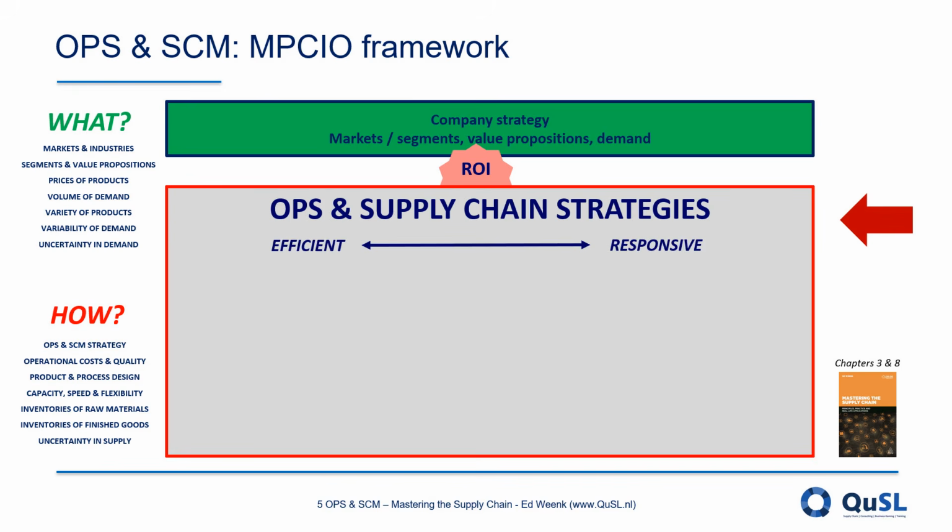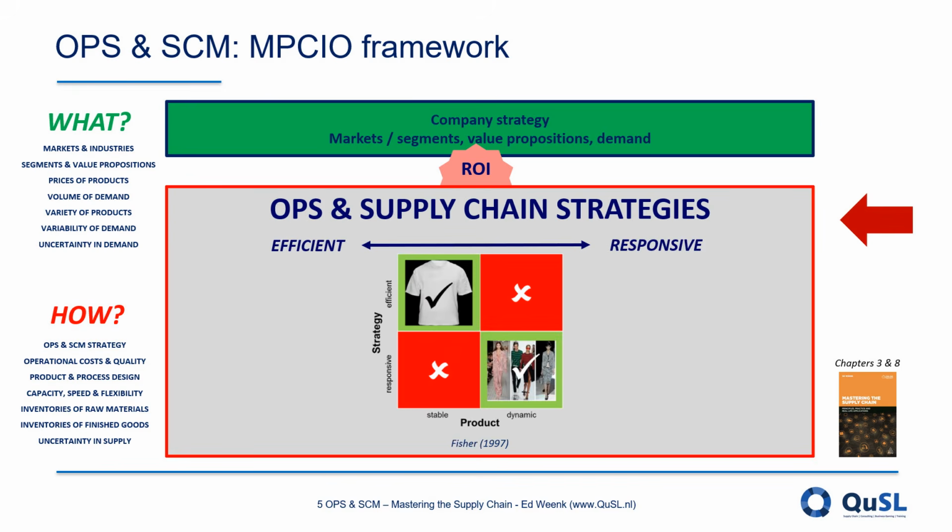The first one to write about this was Fisher in a famous article in the Harvard Business Review in 1997 titled "What is the right supply chain for your product?" Basically, Fisher's point was that if demand characteristics for products can be very different, from stable to volatile, then their supply chains should reflect these differences as well. So Fisher suggested that dynamic or volatile products require a responsive supply chain setup, while stable products benefit from a more efficiency-driven focus.